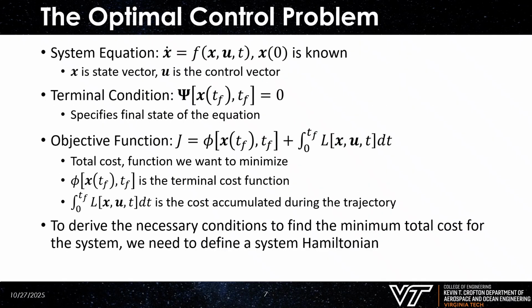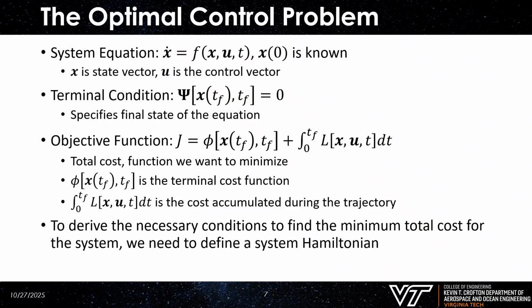So looking at the optimal control problem, we start with our system equation, x dot equals f of x, u, and t, where you know your initial state. So x is your state vector and u is your control vector. Your state vector could simply be x, y, z, and then your velocity in the x direction, velocity in the y direction, velocity in the z direction, while your control vector could be the thrust from your engine in the x, y, and z direction.